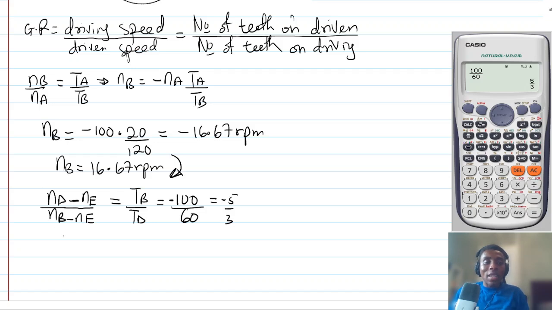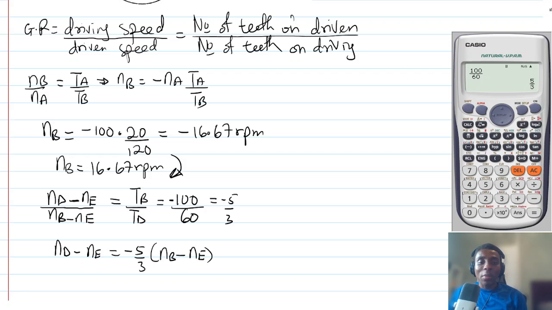So our task is to solve for, let me just write everything. We have ND minus NE equals minus 5 on 3 multiplied by NB minus NE. Okay, so this is what we have. But is there anything that we can do about this? The answer is yes.